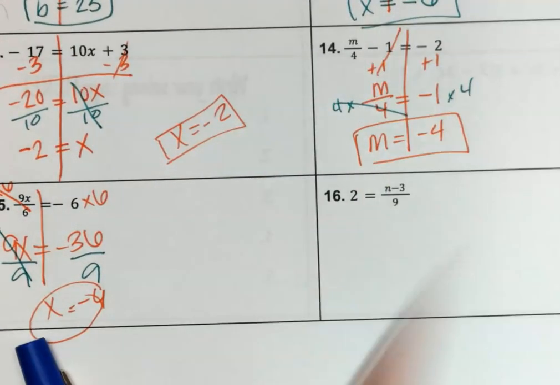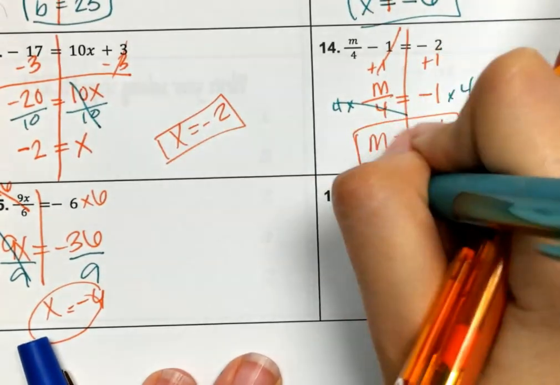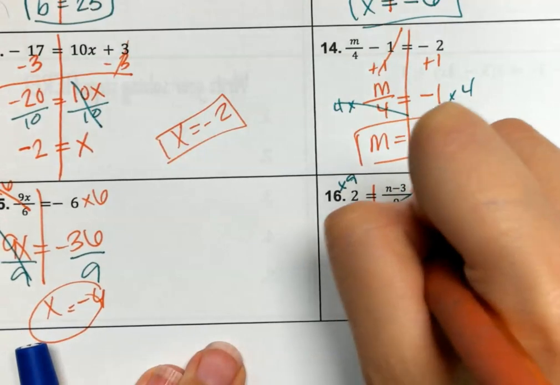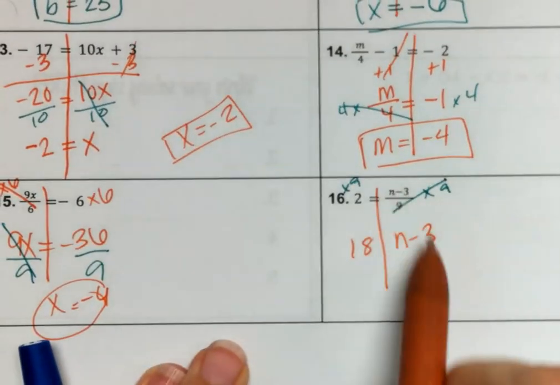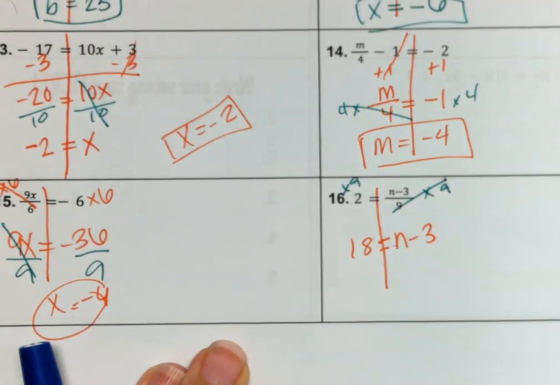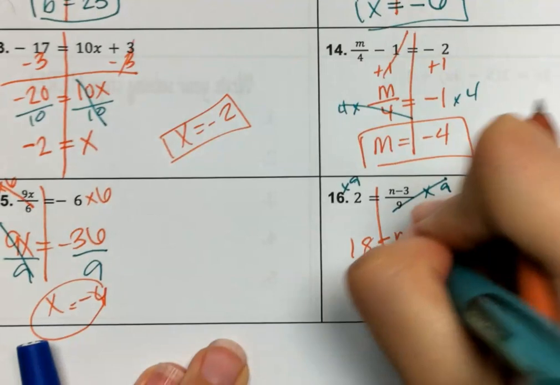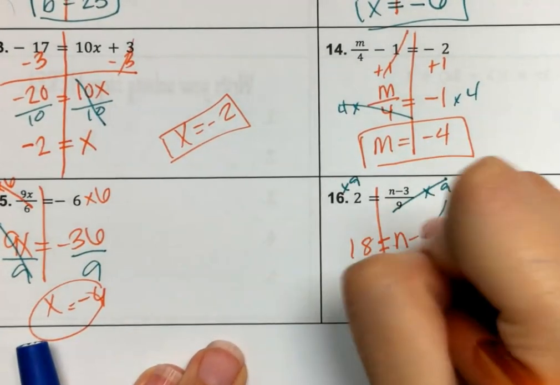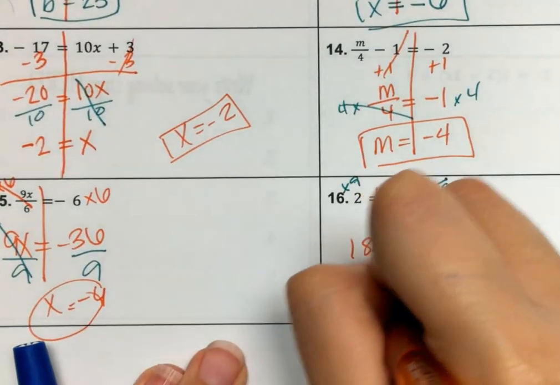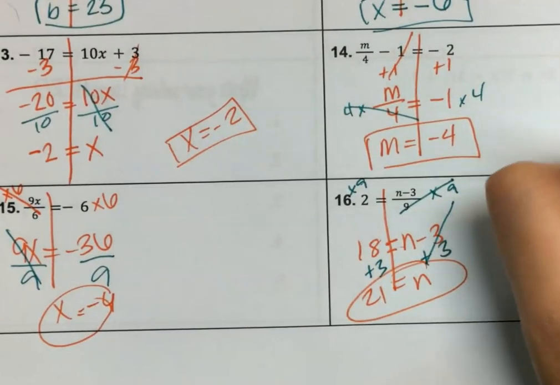On 16, I'm going to multiply by 9 on both sides to get rid of that divide by 9. To get 18 is equal to n minus 3. I haven't done anything to the top, so it's going to stay. Last step, get rid of that minus 3, so I'm going to add 3 to both sides. N equals 18 plus 3, which is 21. Or 21 equals n. They mean the same thing.